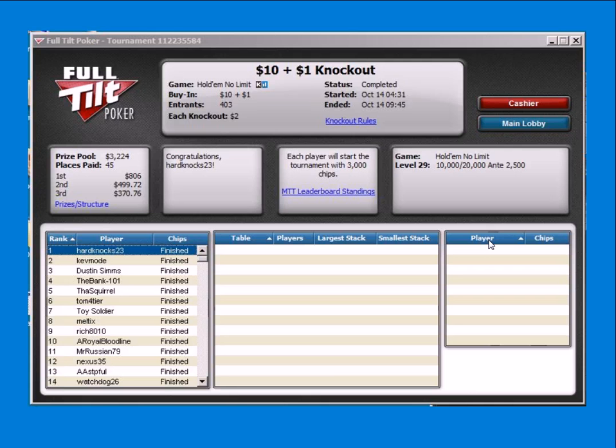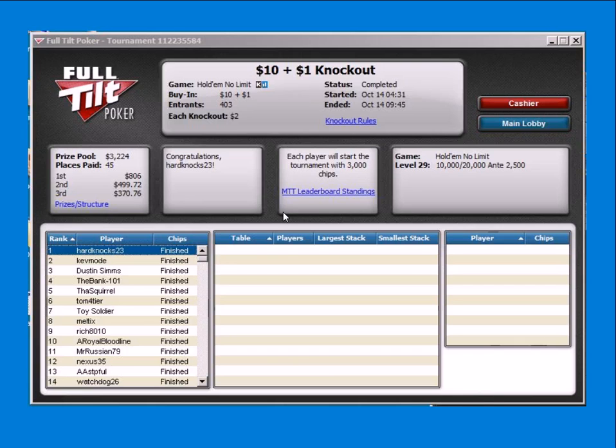Here's the lobby of a knockout tournament. There's 403 players. The buy-in is $10 plus 1. And it says the prize pool is 3224, which doesn't make sense if you think about it, because there's 403 times 10, which should be $4,030. But you've got to understand they take out $806 from the prize pool already. So that's not accounted for. They take out 806 from the prize pool to pay all the knockouts out. But really, strictly speaking, the prize pool is 4030 at the beginning of the tournament.